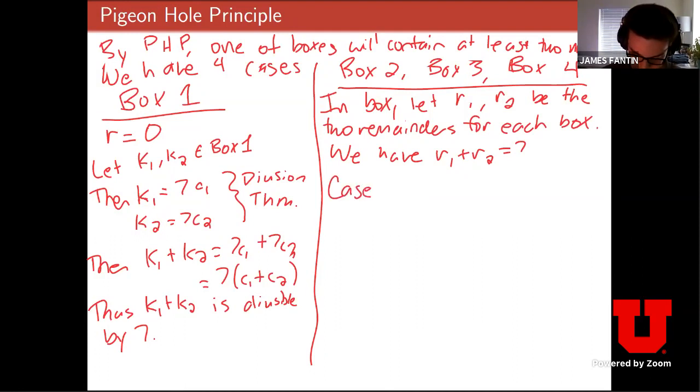So for case 1, we have that integer, let's say that K1 is equal to 7C1 plus R1, and K2 is equal to 7C2 plus R1.